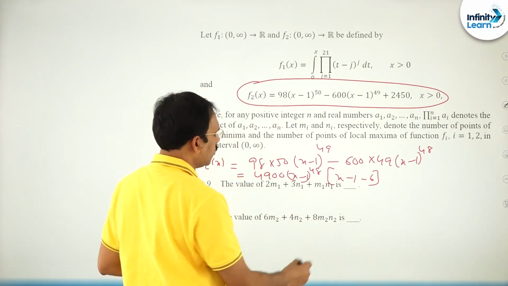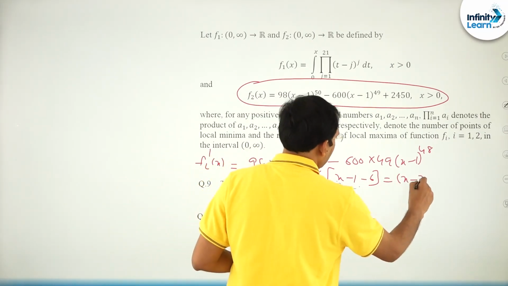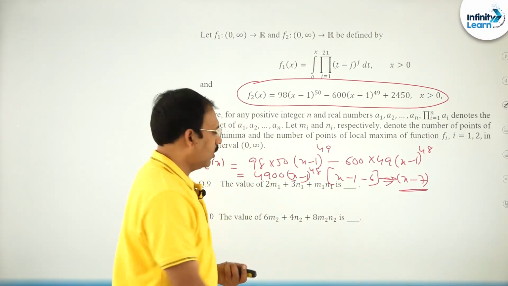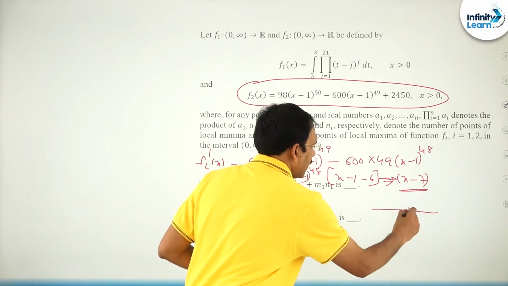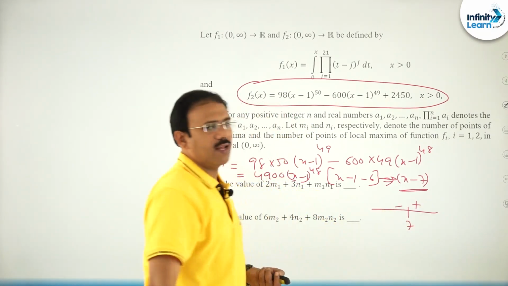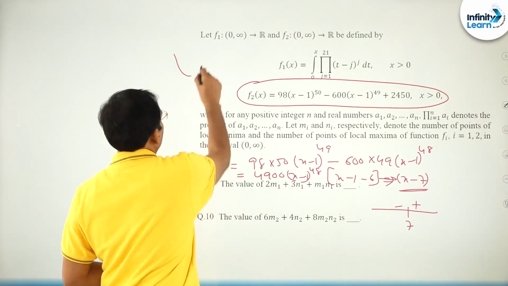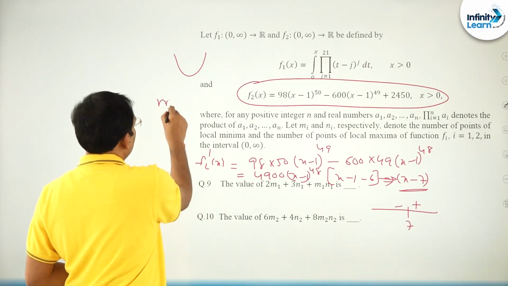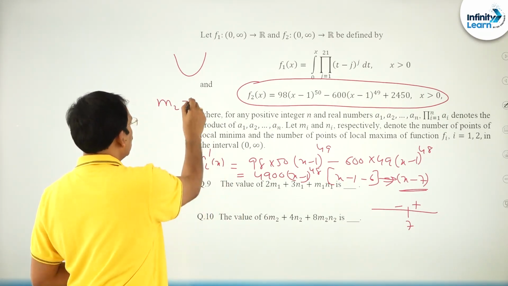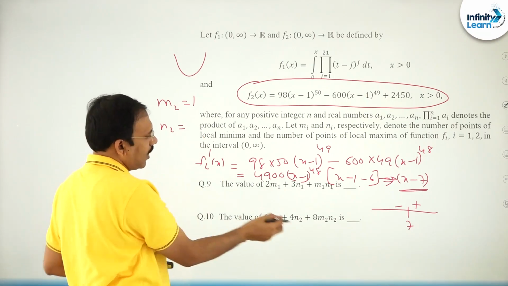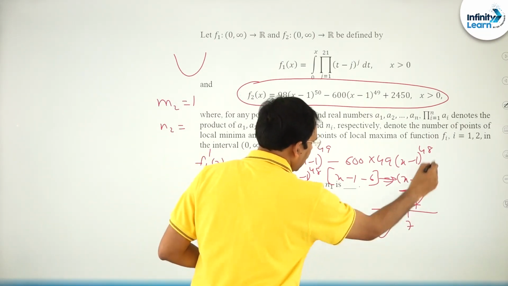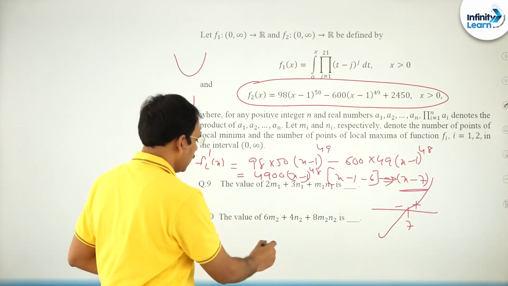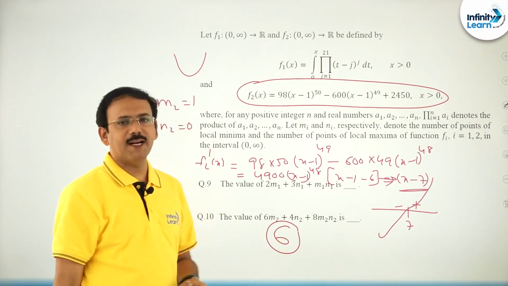So, friends, this is going to be dependent only on (x minus 7) into some positive quantity, that is all. So if x is more than 7, it is positive, and less than 7, negative. Negative to positive means it will have a local minimum. So for local minima, m2 is going to be 1. Local maxima: there is no local maxima, it is completely negative and then positive, so 0. You substitute 1 comma 0, and you are going to get the value as 6, that is all.